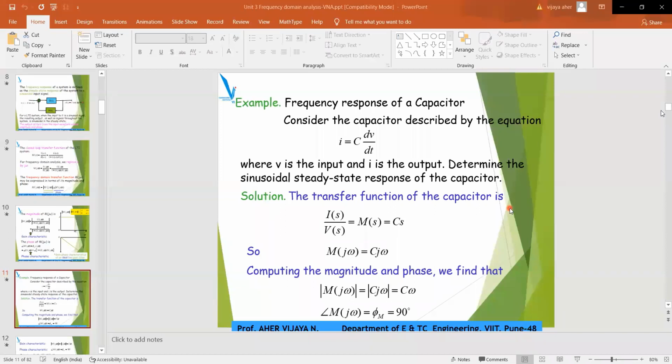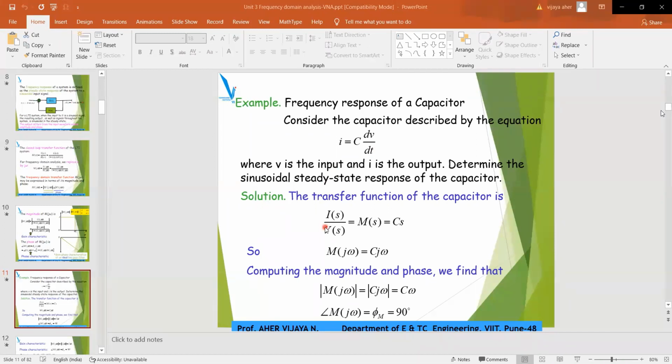Transfer function is nothing but a ratio of the Laplace transform of output to the Laplace transform of input. Now, in our example, what is input? Input is voltage, V, and output is current, I. The equation for capacitor current is I = C dV/dt. The same equation I have written here by taking the Laplace transform.